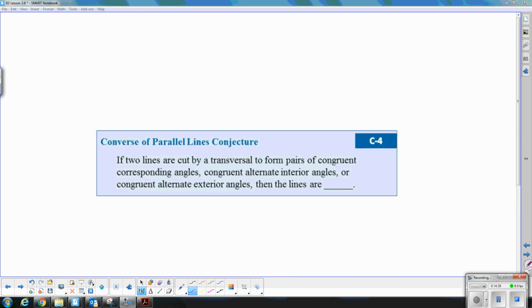So then combining all of those converses together, if two lines are cut by a transversal to form pairs of congruent corresponding angles, then congruent alternate interior angles or congruent alternate exterior angles, then the lines are parallel. So in this example, the parallel lines conjecture and the converse of the parallel lines conjecture are going to hold true.